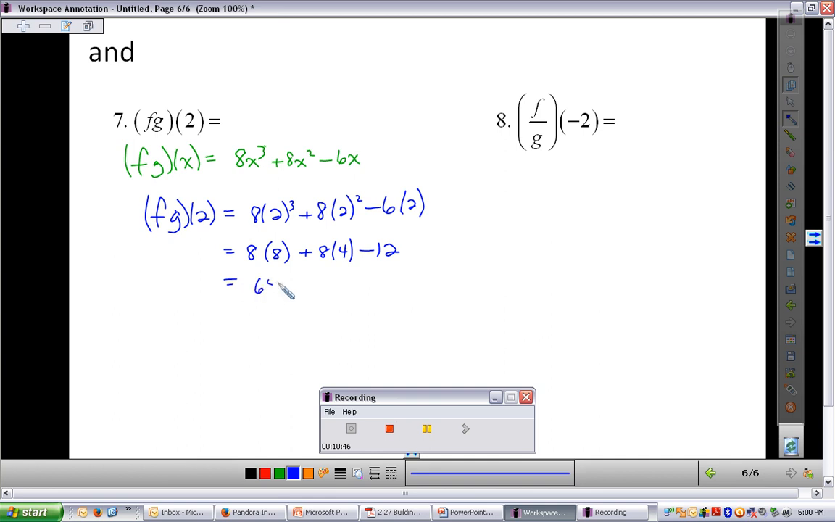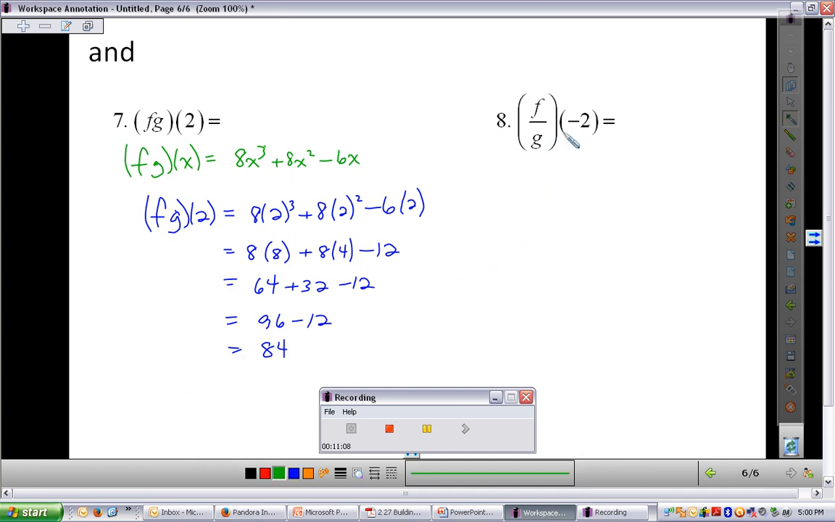So 8 times 8, we all know, is 64. 8 times 4 is 32, minus 12. 64 plus 32 is 96, minus 12. 96 minus 12 is 84. So f times g of x equals this. F times g of 2 equals 84.